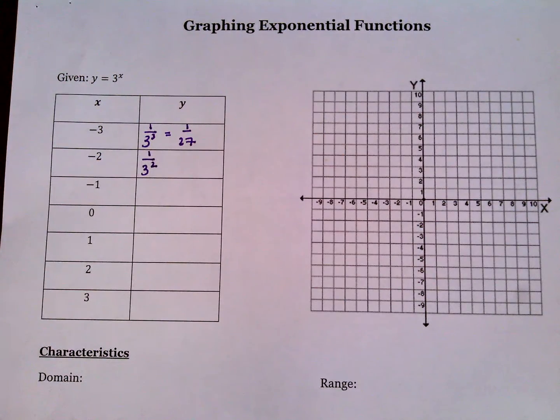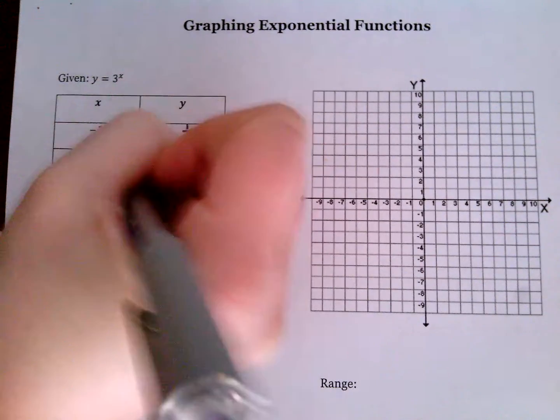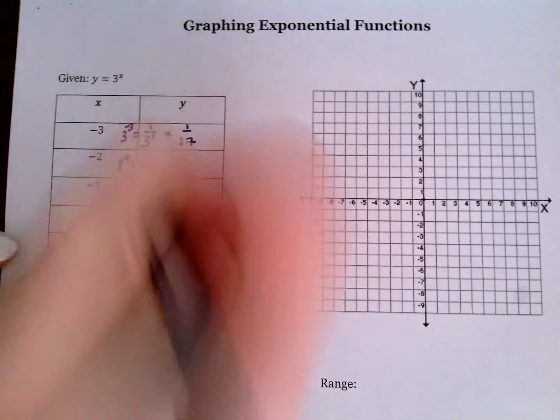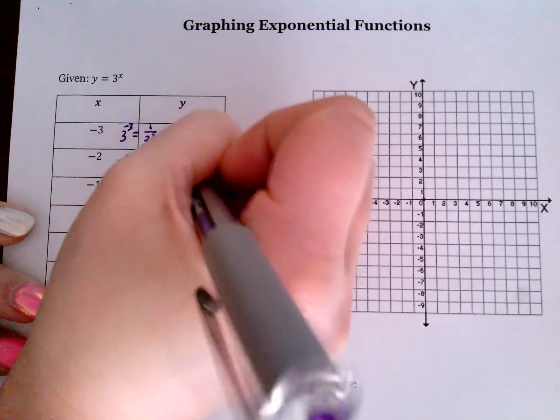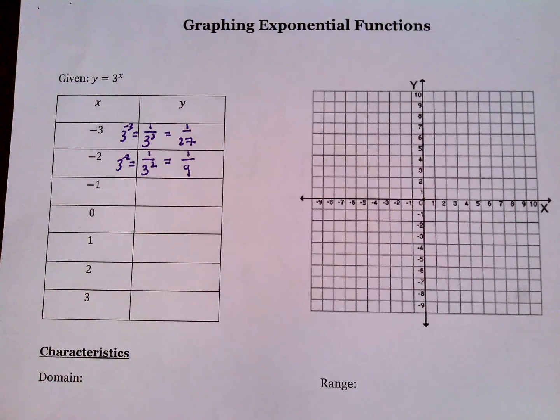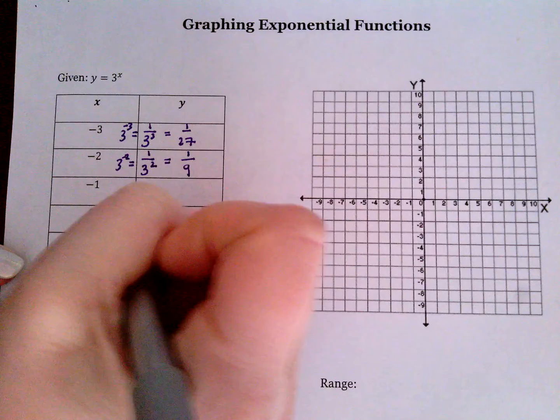So here, I'll even write this. 3 to the negative 2 equals 1 over 9. So getting a little bit bigger, right? We're dividing it by 3, I guess is the way to say it. I'm sorry, we're multiplying it by 3.